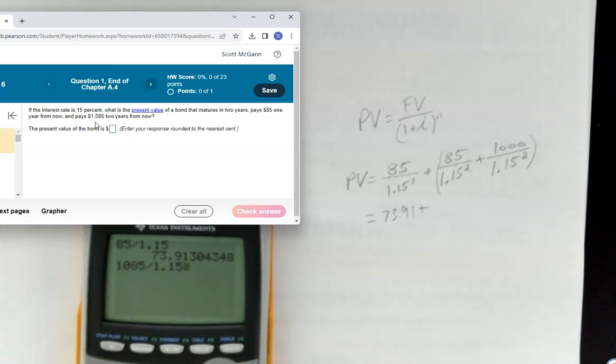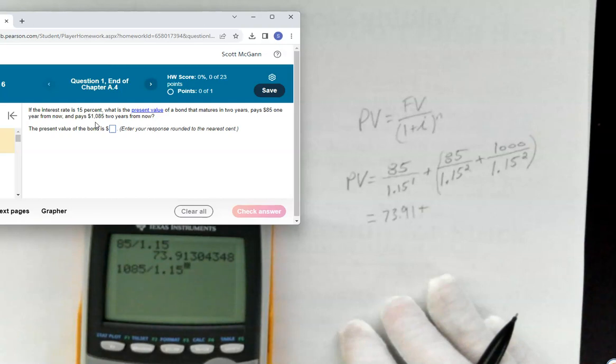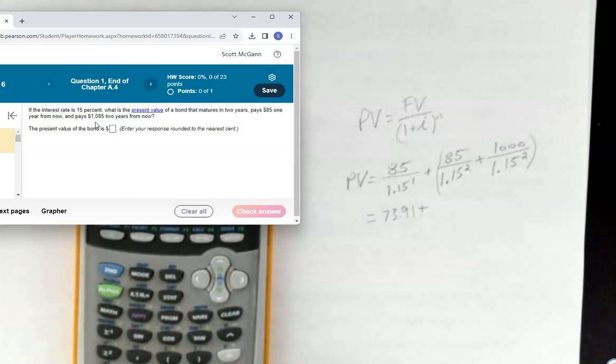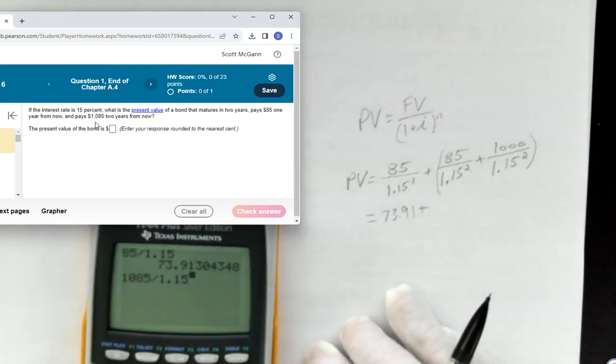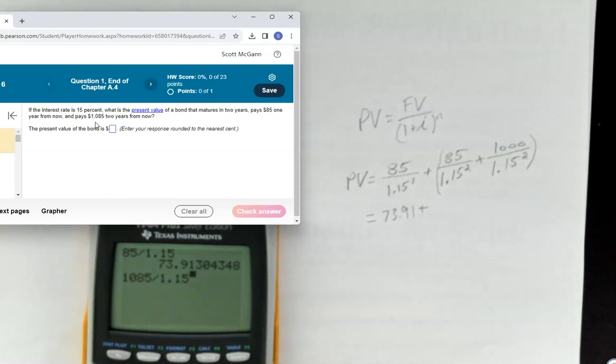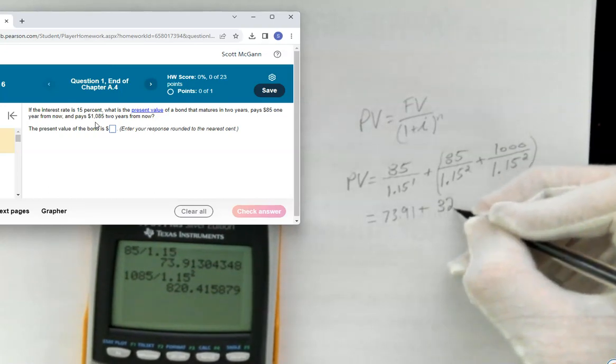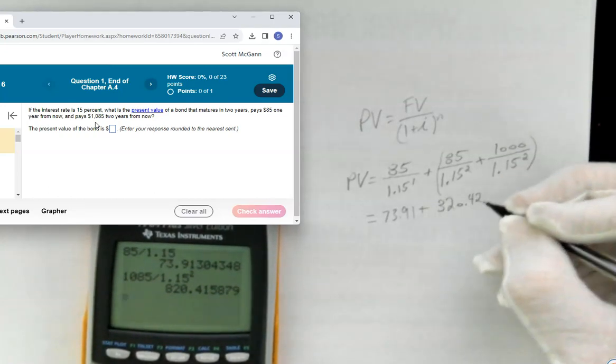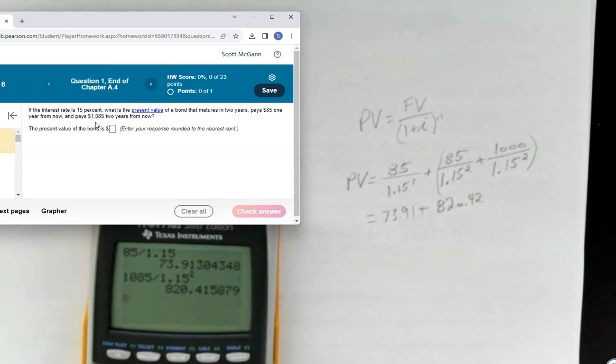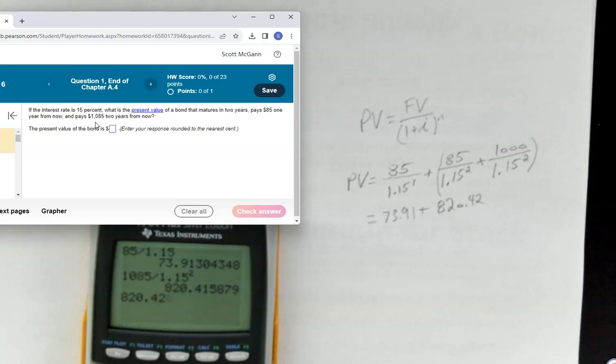1.15. Now, on your calculator, you can find a sign that will get you exponents. On this one, it is the little caret sign here, but you can find whatever is appropriate for your calculator. And we're going to put 2. And then we've got 820.42. And now we add the 2 together. 820.42 plus 73.91, and we get 894.33.